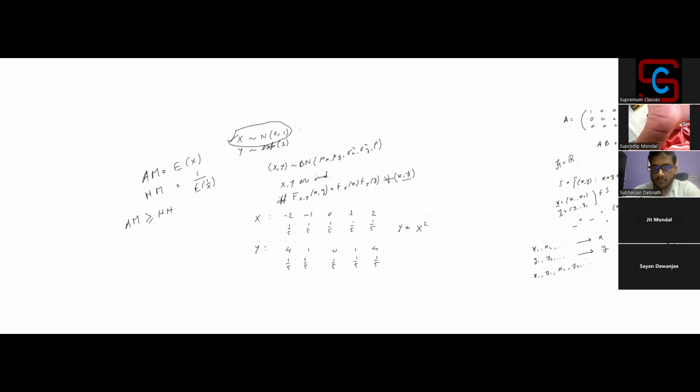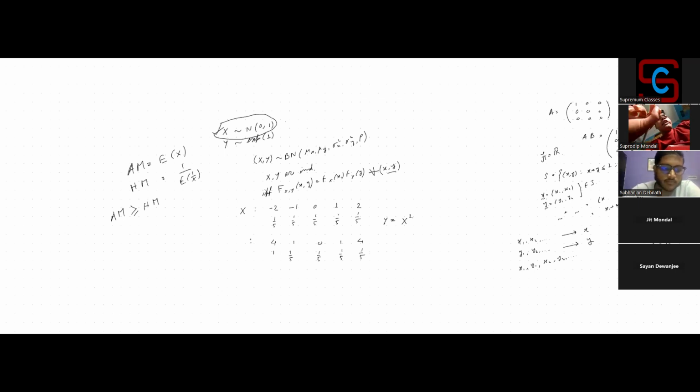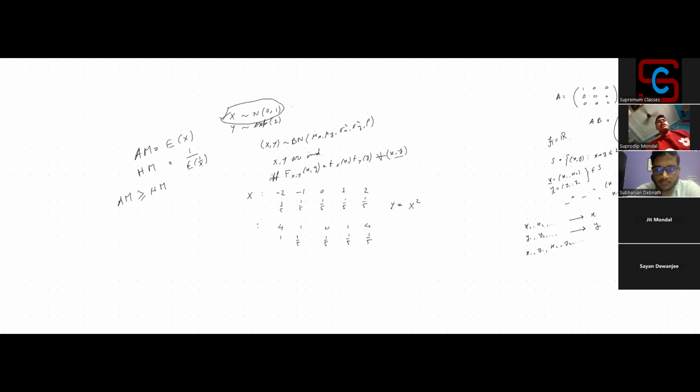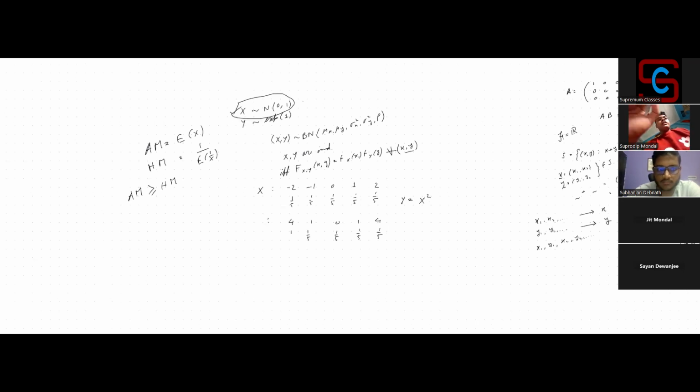Can equality hold here, or will it be a strict inequality? Equality can hold if the random variable takes only one value, but if it is a continuous random variable, it will not take just a single value. So I think the equality will not hold here. So AM is strictly greater than HM, right?